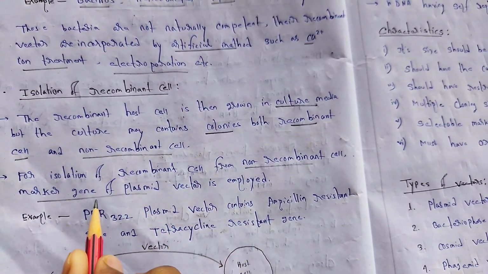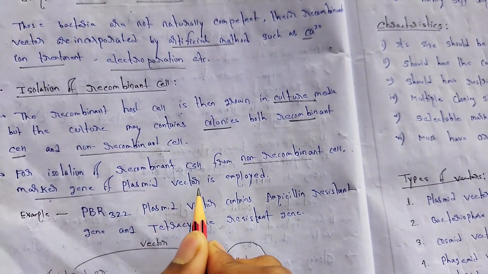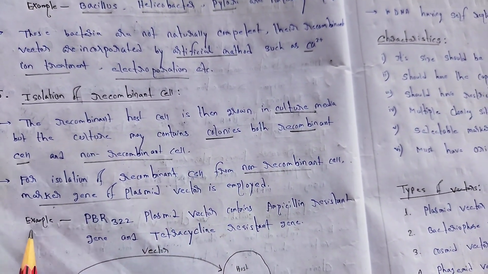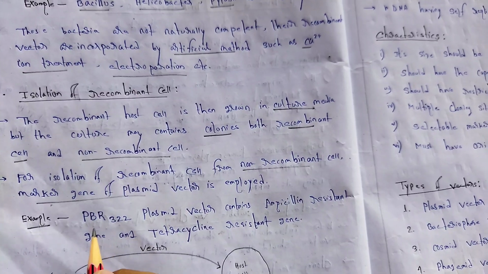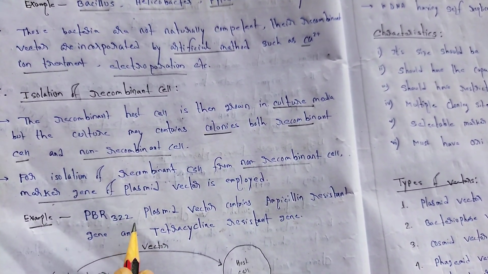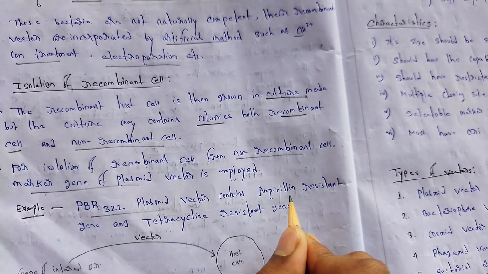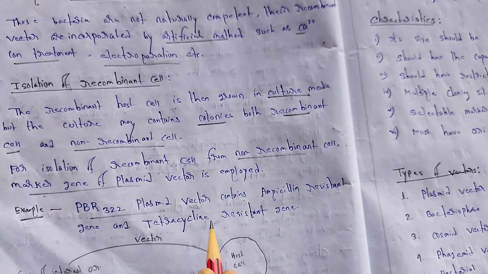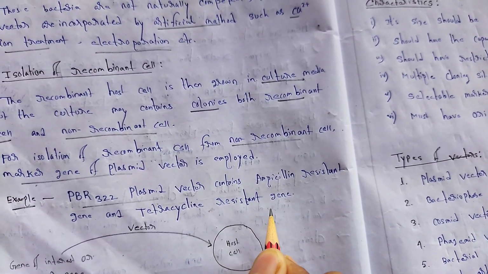For this, we use the marker gene of the plasmid vector. What are examples of marker genes? In the pBR322 plasmid vector, the ampicillin resistance gene and the tetracycline resistance gene are used as markers.